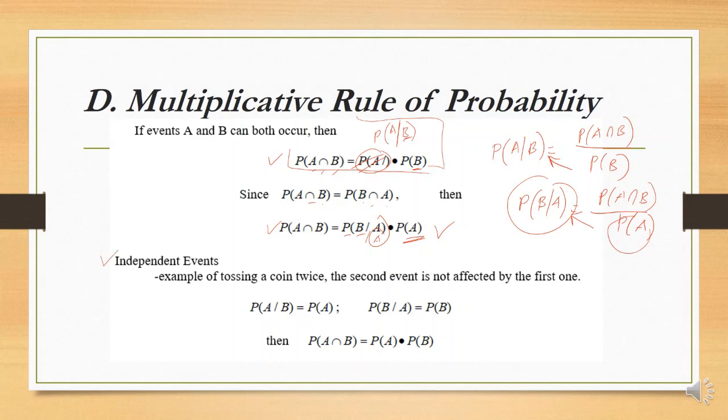So, ang multiplicative rule of probability is applicable for independent events. Okay? Pag sinabi natin independent events, the second event is not affected by the first one. Example nun is yung tossing a coin twice. Kasi pag tinoss yung coin ng second time, hindi napapalitan yung probability na either magkaroon ka ng head or tail sa susunod na toss. Yung second event, hindi siya affected nung naunang pag-toss natin ng coin.